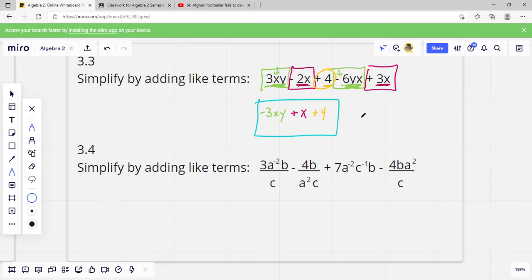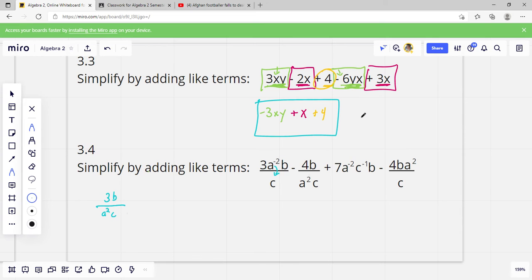Okay? All right, now we're going to have to try it on this one. What I am going to do before I do anything else is I am going to make all of these variables be in the numerator. Or you could just make them all positive. Let's see, how did they do it? They made them all positive. Okay, so to do that, I would need to move this a down to the bottom. So that would be 3b over a squared c.